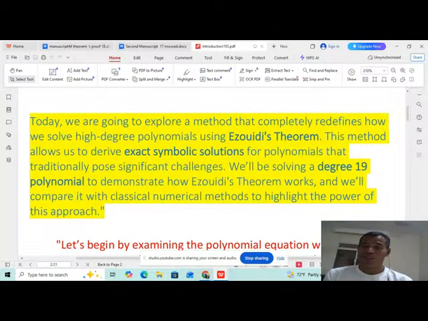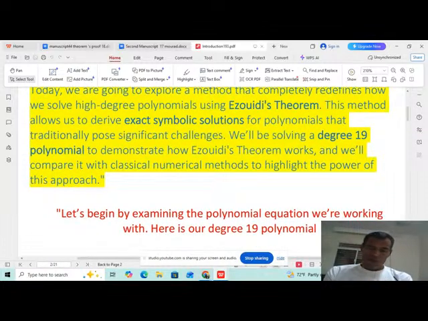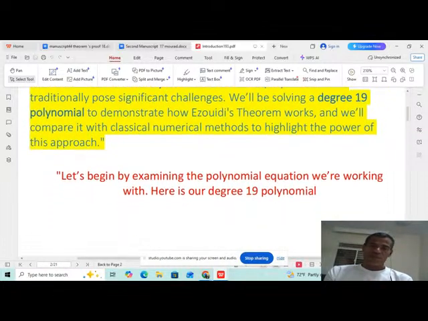We will be solving a degree 19 problem to demonstrate how Ezouidi theorem works, and we will compare it with the classical numerical method to highlight the power of this approach. For the comparison, in fact, the Newton and Abel-Ruffini classical methods will never succeed in giving the exact roots. Even the root theorem will never give exact roots.